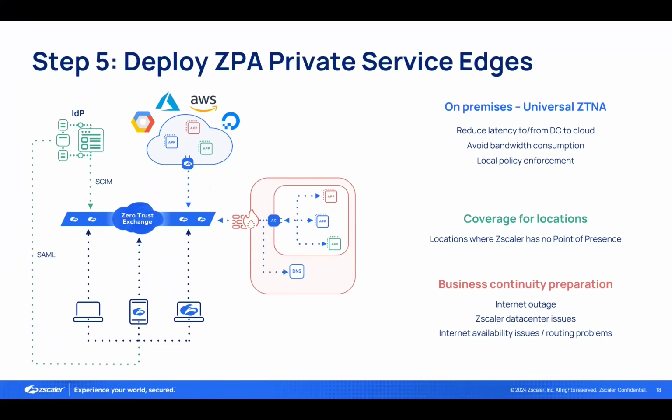Once app connectors and LSS connectors are deployed, the final step will be to deploy ZPA private service edges if you wish to do so. These provide universal ZTNA with an on-premise deployment by reducing latency to and from the data center to the cloud, avoiding bandwidth consumption, and providing local policy enforcement. These also provide coverage for locations where Zscaler has no point of presence and enable business continuity so that ZPA can continue to be available in cases of internet outages, Zscaler data center issues, or routing problems. Private service edges will be covered in more detail once we talk about business continuity.